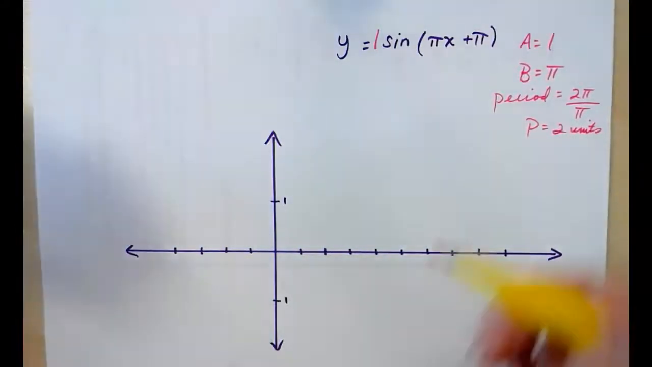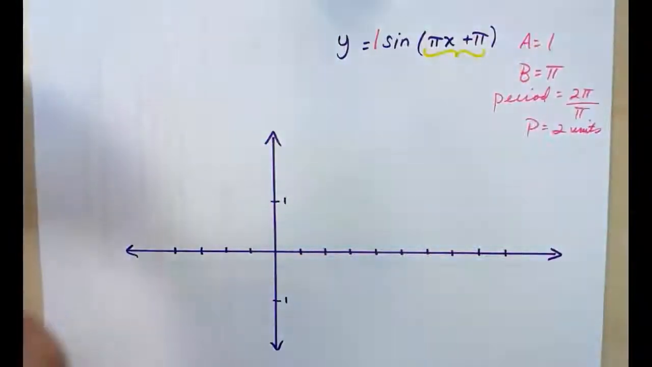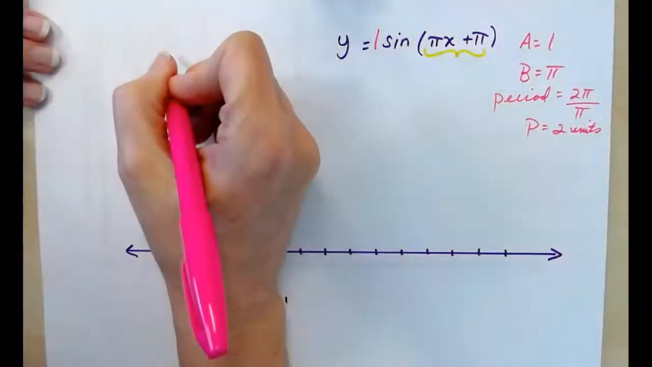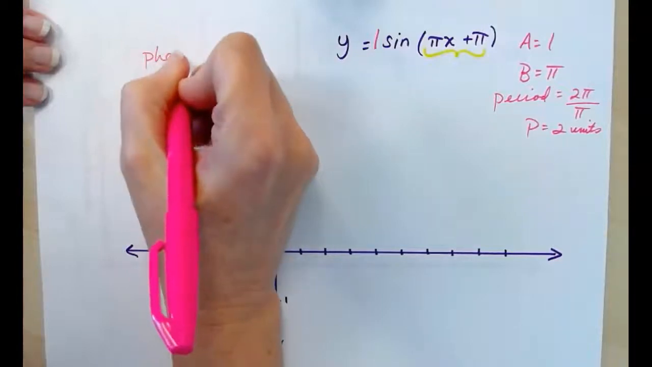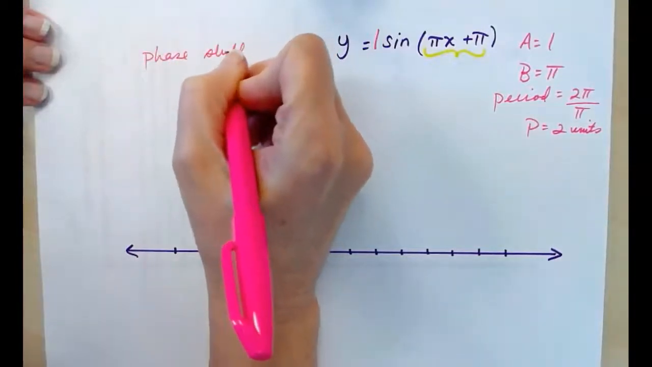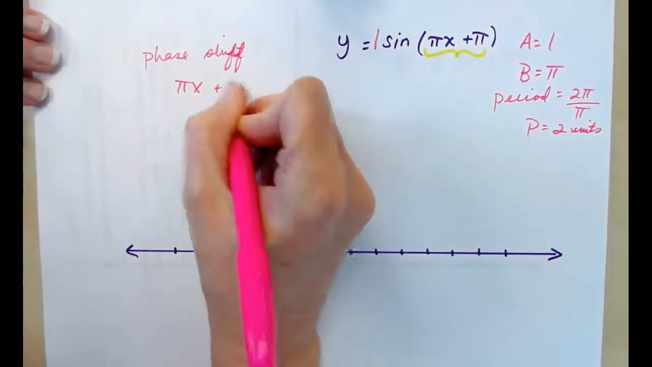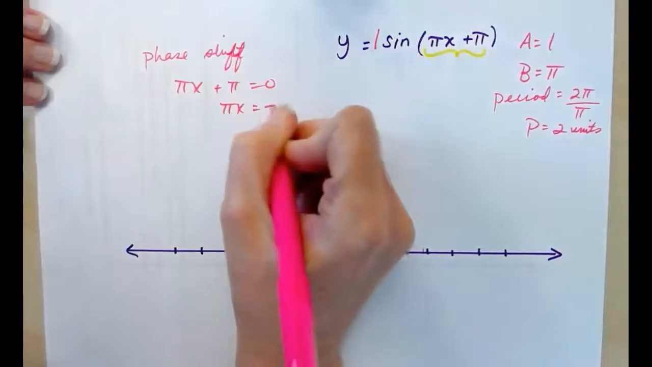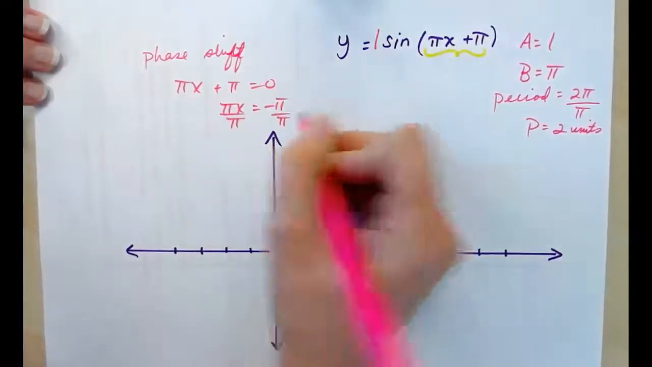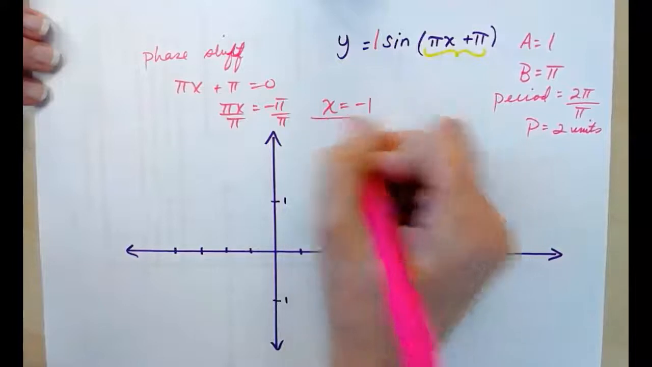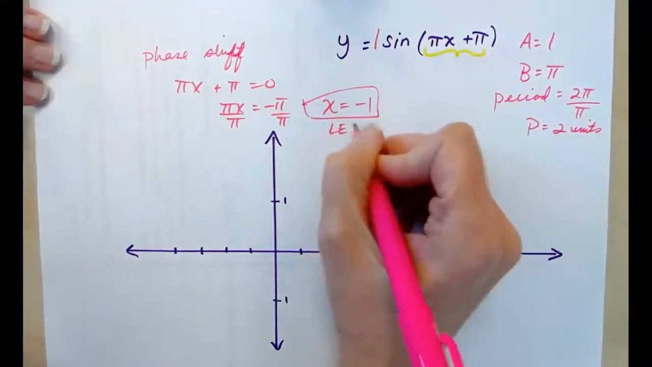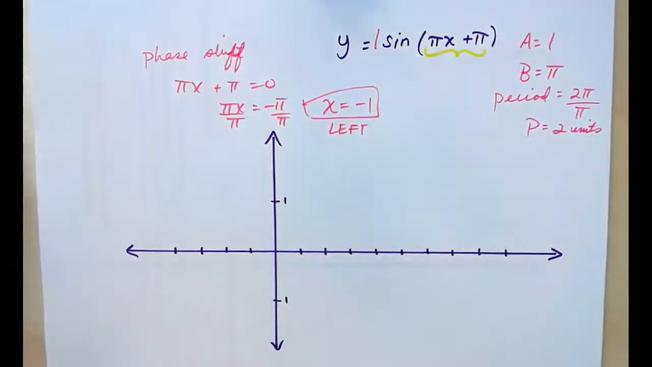Next, we've got this quantity, bx minus c, that we will be setting equal to 0 in order to find the phase shift. So pi x plus pi equals 0, pi x equals negative pi, divide by pi, x equals negative 1. So our phase shift is going to be taking us 1 unit to the left. Remember, if we have a phase shift, that dictates where we will start our graph.